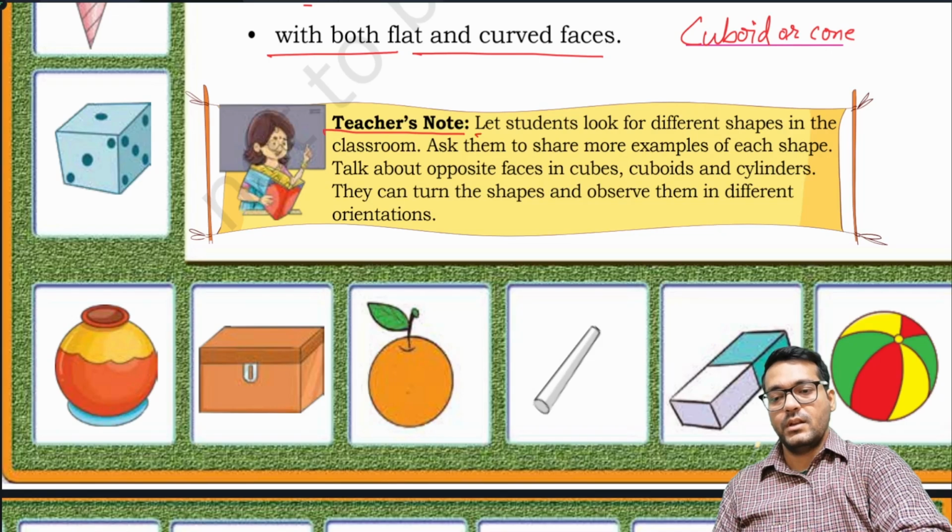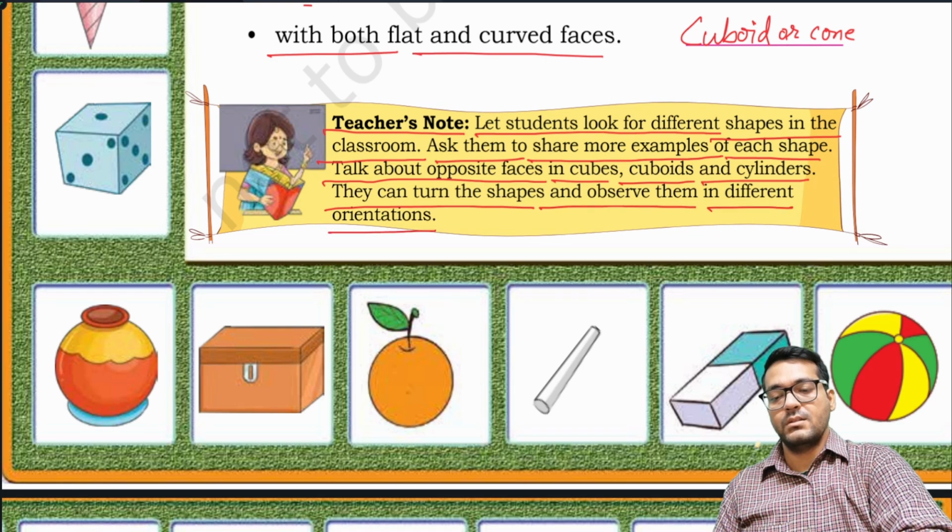Teacher's note: let students look for different shapes in the classroom. Ask them to share more examples of each shape. Talk about opposite faces in cubes, cuboids, and cylinders. They can turn the shapes and observe them in different orientations.